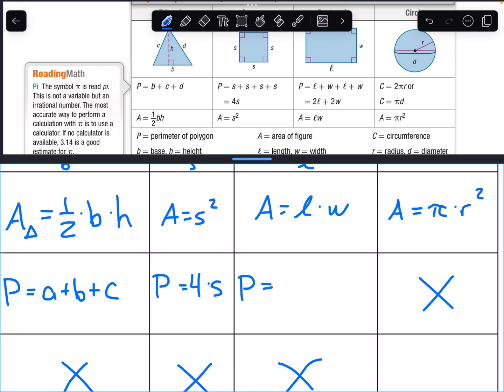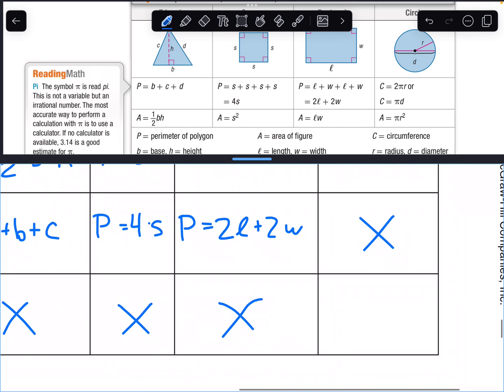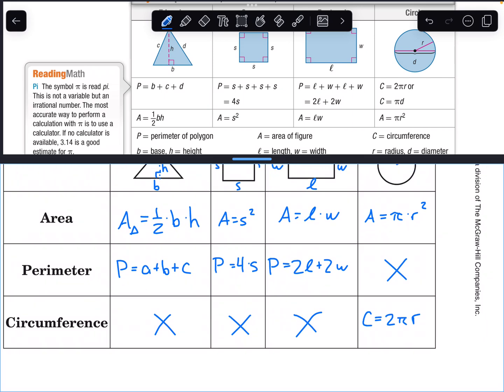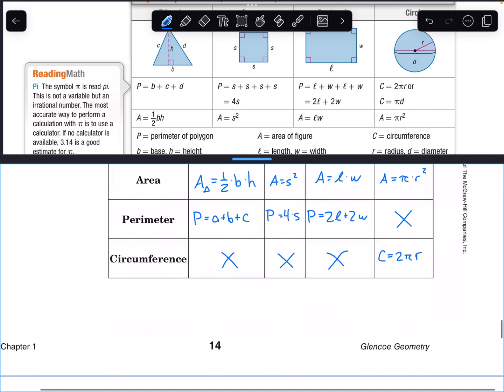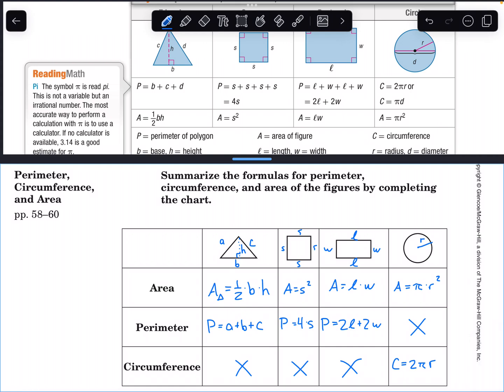Okay, and then rectangle is 2 L's plus 2 W's. Just to be clear, those are also L and W. And the circumference for the circle is 2 pi times radius. There we go. And that's it.